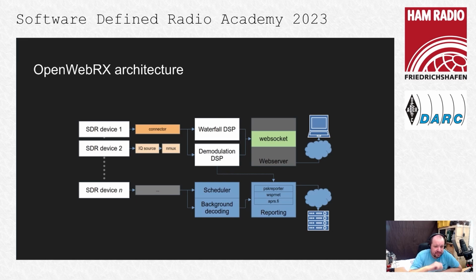And you can decode all these modes, not only in the browser, but also in the background, and then process that data and send it on to PSK Reporter, WSPRnet. We also have APRS decoding. So if you're having a VHF receiver, you can set it up to decode APRS and send the decoded data to APRS.fi.